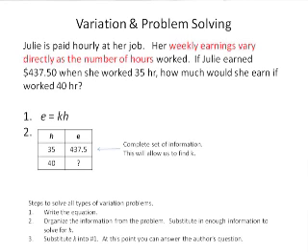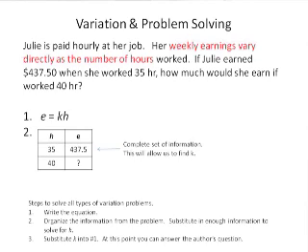We start with earnings vary directly as hours worked. To model the fact one variable goes up as the other does, the general equation is E equals K times H. Remember, K is always thrown into that general equation. Second step, find K. Julie earns $437.50 when she works 35 hours. Substitute these values in to find K.